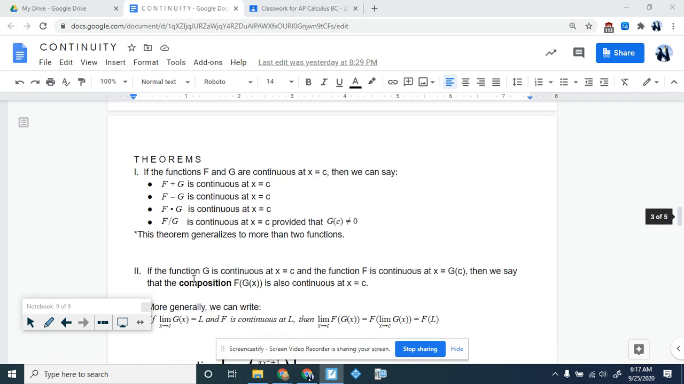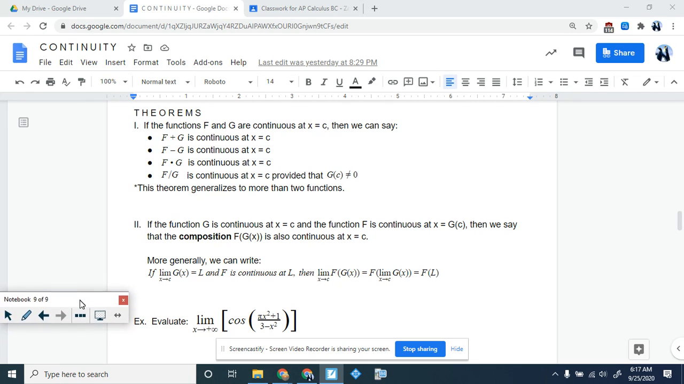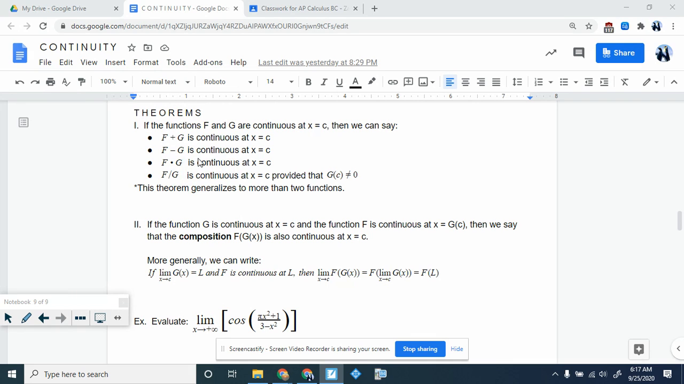So we finished up continuity. There's some theorems that we want to talk about. They're not the most exciting, and I don't plan on proving them, but I should state them. Take a look at that first theorem that we have up there. It basically says if you have two continuous functions f and g, then if you do addition, subtraction, multiplication, or division, the result is also going to be continuous.